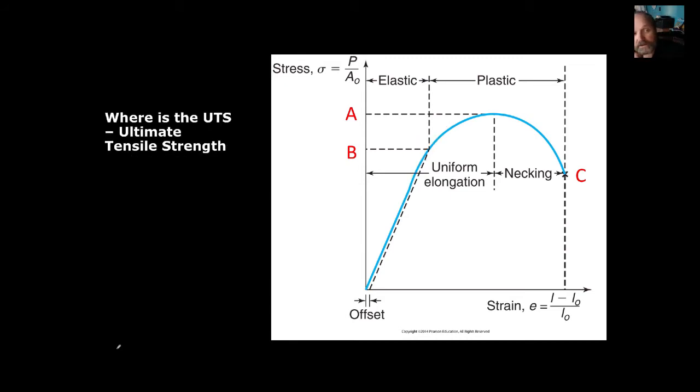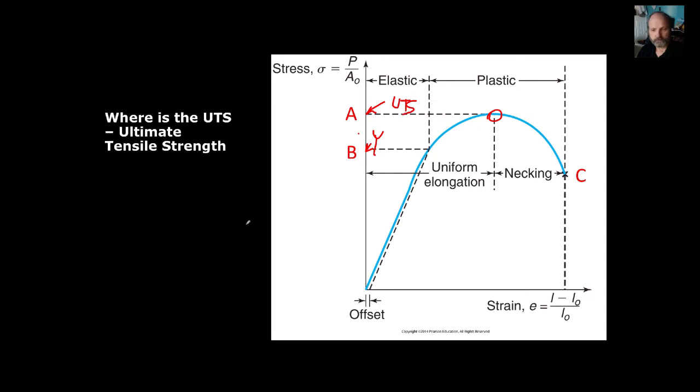What's the ultimate tensile strength? Where is that? Well, we haven't talked about that specifically. It's in the reading, so hopefully you've read ahead. It would be this right here. Ultimate tensile strength. So this is where it yields, right? This is Y. That's this point right here. Okay, that's supposed to be a Y. And then this point here we refer to as ultimate tensile strength, UTS.